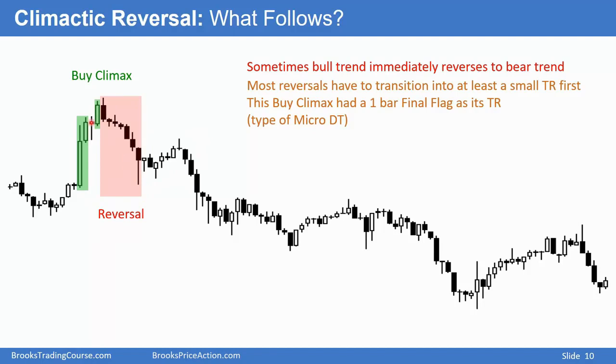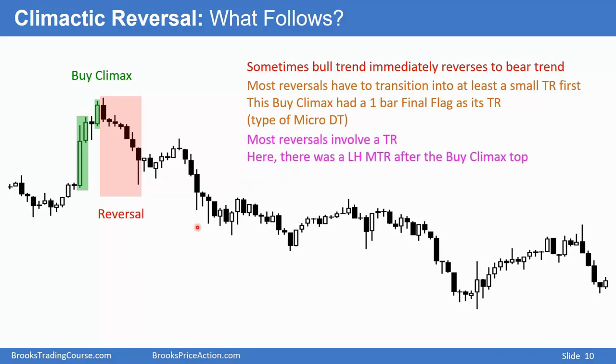This 1-bar pause, it's a 1-bar trading range. We got a strong rally, probably going to get at least a small second leg up, and that's all we got. And then we had 7 bear bars, a reversal down, equally strong to the bull breakout. This 1-bar final flag creates a micro double top, this high and that high. Even though they're not at the same level, it's a type of double top. Most reversals involve some kind of a trading range.